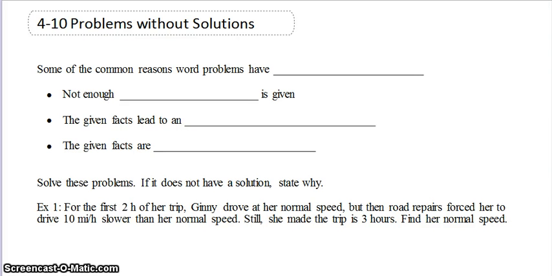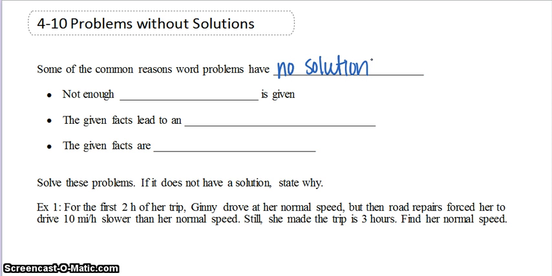Alrighty, so we're on our last section of chapter 4, and we're doing some more word problems. This is 4.10, and it's actually problems without solutions. So you start working a word problem, and you get no solution. There are a couple of reasons why you get no solutions. Some of the common reasons word problems have no solution are as follows.